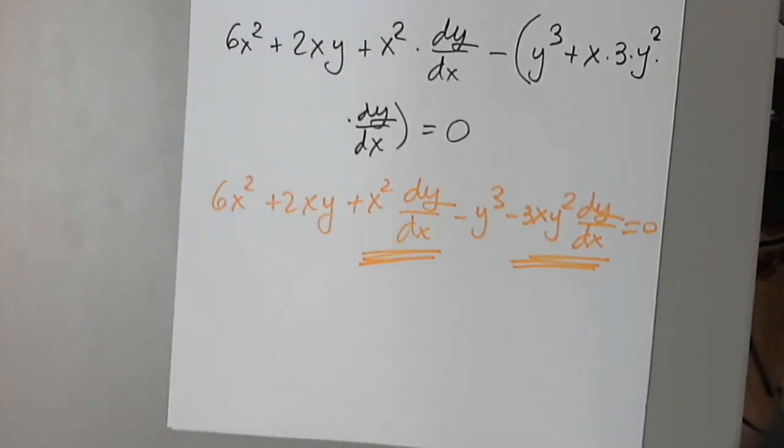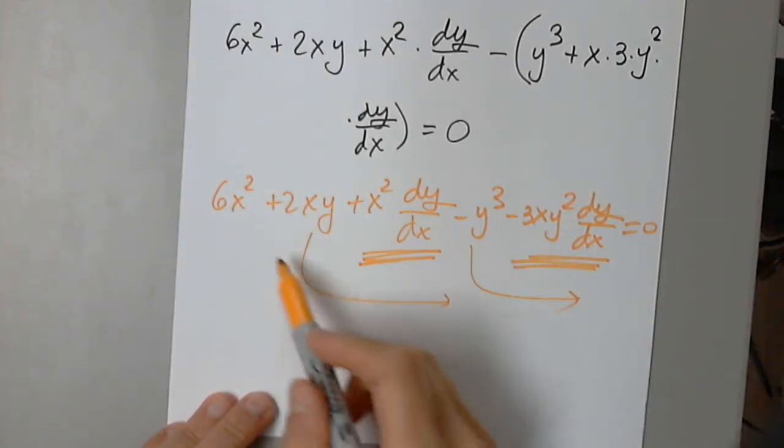I see again that dy over dx is present in two terms. I will keep these two terms on the left and I will move the other three terms to the right. So this will go to the other side. This will go, and this will go.